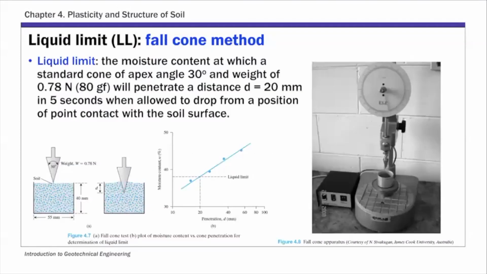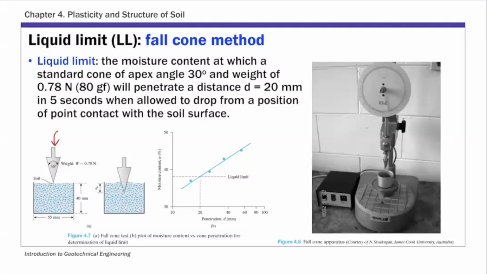And the other option is the fall cone method, but it's also a standardized test actually to determine liquid limit. And for this test, you use a small cone. So this is that small cone. And liquid limit is defined as the moisture content at which that small cone will penetrate a distance of 20 millimeter in 5 seconds. Okay. So that's the definition of liquid limit. Again, it's very hard to get that 20 millimeter 5 seconds value. So what you do is you prepare multiple samples at different moisture content, then fit a straight line, and then get your liquid limit. Okay, so that's fall cone method.